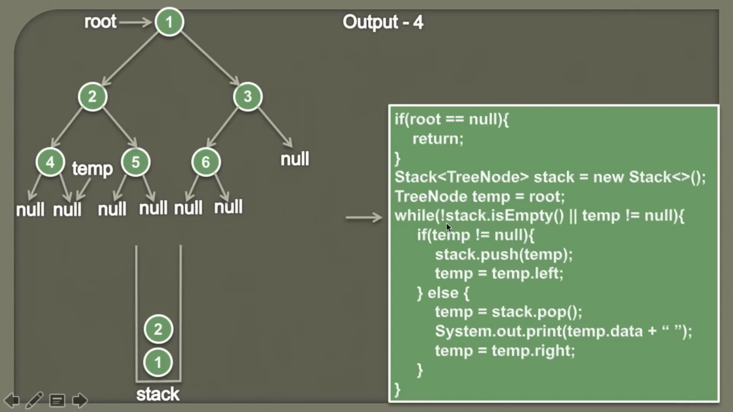In the while block we'll check whether stack is empty or not. Currently stack is not empty, and temp is equal to null, but stack is not empty. Therefore the condition in the while block comes out to be true. And we'll check whether temp is equal to null or not. Currently temp is equal to null. Therefore the condition in the if block comes out to be false, and the else block will be executed.